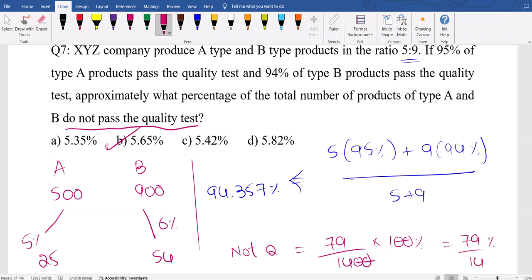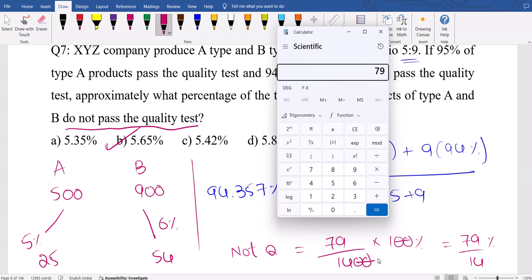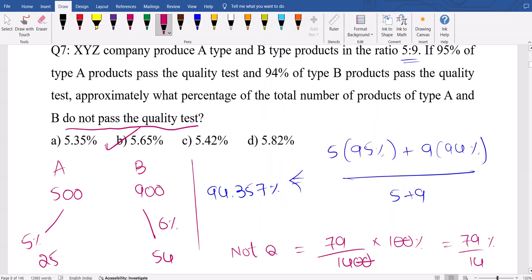Okay, as virtual calculator is allowed, you can try 79 divided by 14, which is 5.642. Approximately, they're asking 5.642. The approximate among options near 5.64 is 5.65.